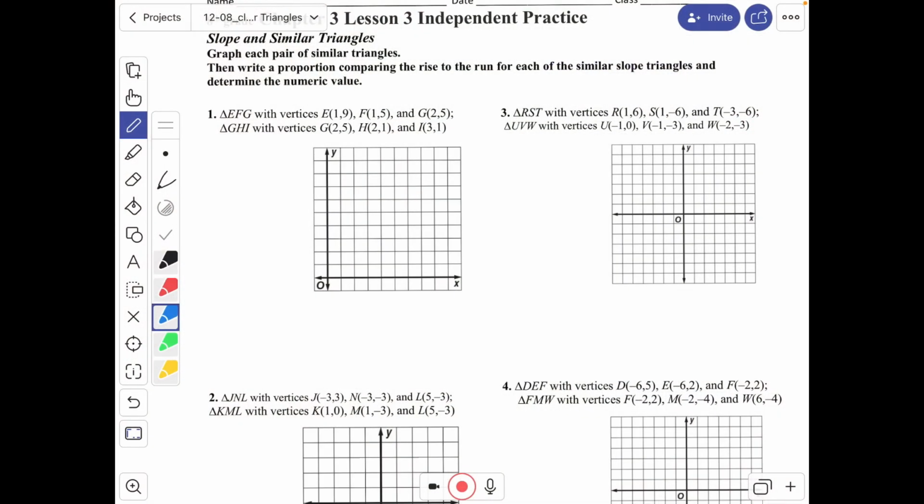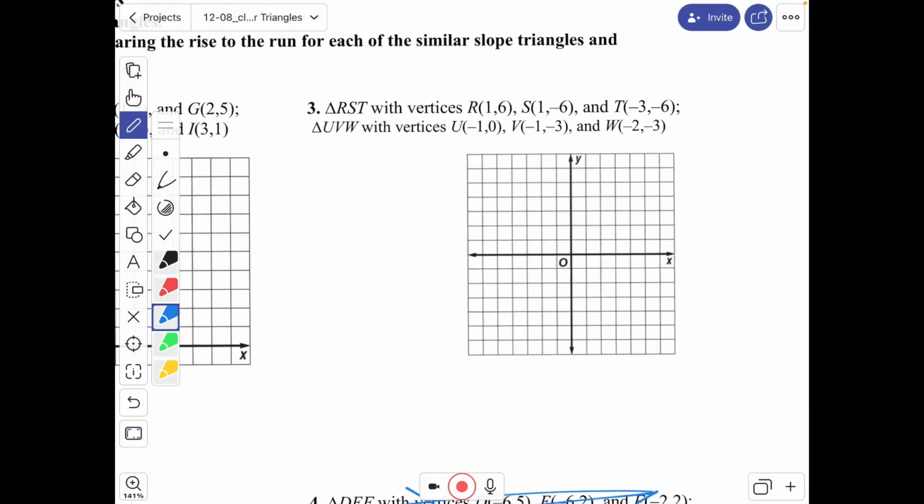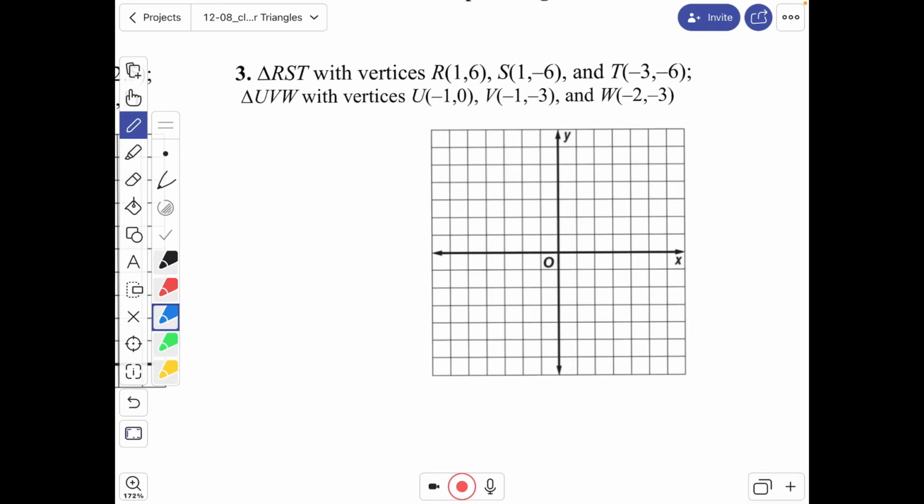Today you're going to have to do it on paper and take a picture and add it to the assignment. We are not going to do number 4. You can skip that one. We're going to do these first 3. And I'm going to do this one right here with you, so you know how to do it. They give you some points, R, S, and T for triangle RST.